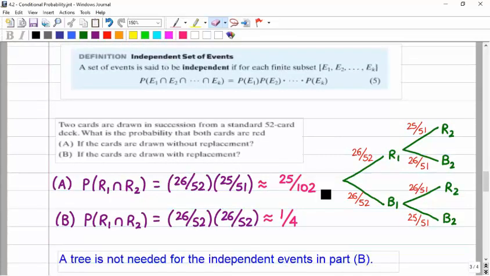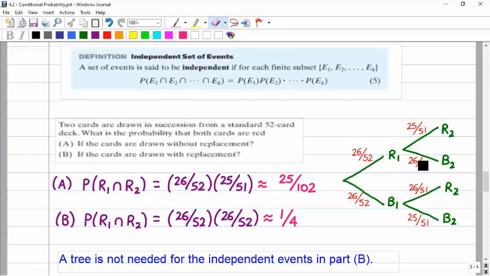But so here's the tree. So you've got 26 out of 52, 26 out of 52. Going up the first path means we lose a red one. So that means we lost one full card. So there's 51, but you lost a red one, so it's 25 over 51. And now you've got all the black ones, so it's 26 over 51.